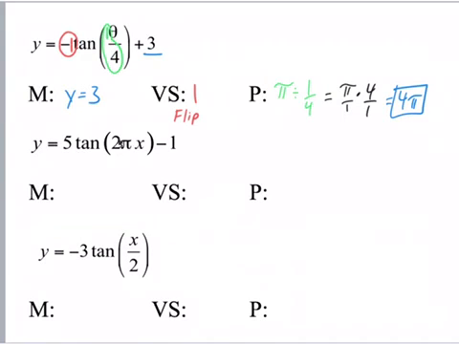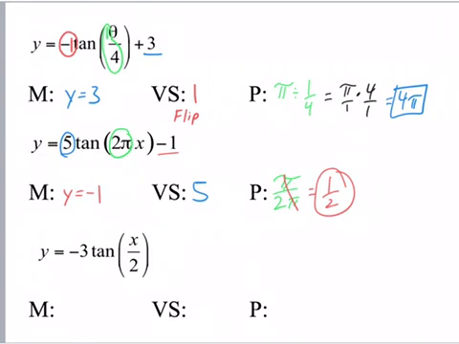Next, we want to find this one's midline. So there it is right there. So our midline is y equals -1. Your vertical stretch is a number in front there. So that's a 5. No flip because it's not a negative. And our last piece is right here. That creates our period. So it's going to be pi divided by 2 pi, which if I reduce that, leaves me a 1/2.